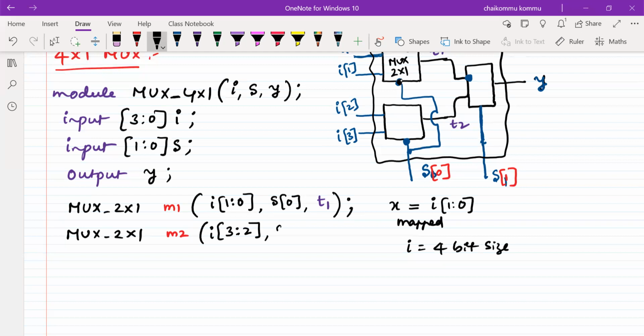Now, what is the S here? This is also S[0] only, but T2 will be assigned to this one, right? T2 will be this thing. Fine. Now, the last, third one.